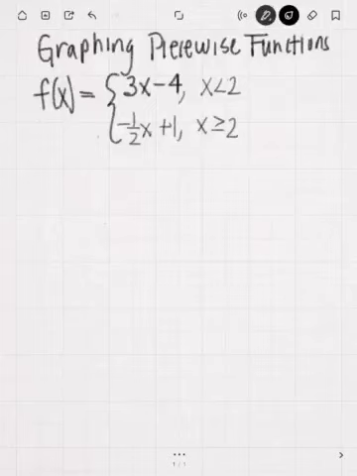Okay, so we're going to talk today about how to graph a piecewise function. You see I already have a function chosen. The first thing that we're going to do, our goal is to graph all of this on the same graph. So the first thing I'm going to do is set up my graph.